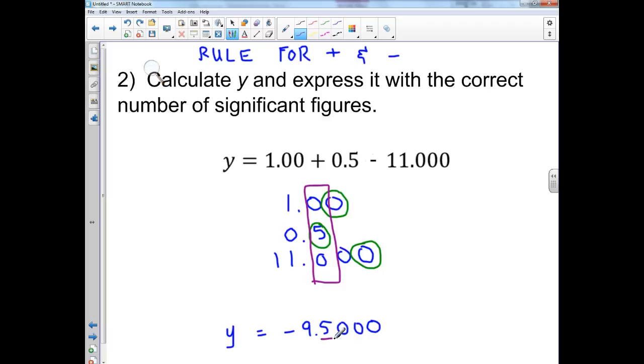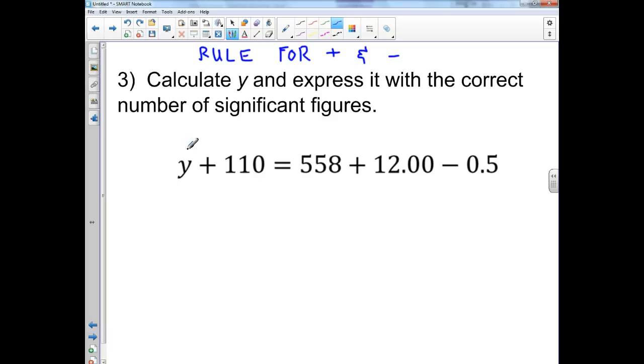That means I have to round to this place. I look at the next digit to the right. That's less than 5. So I do not round up. I leave it as negative 9.5. And that's how you do it. I want to explain this one again using another description.